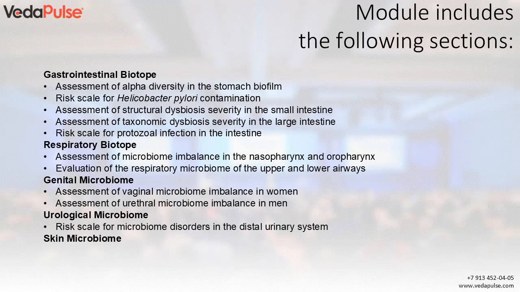If we speak about the gastrointestinal biotope, separately we were able to distinguish a scale based on autonomic dysfunction associated with the response to bacterial endotoxemia, biofilm status, and alpha diversity in the stomach, with an additional risk of Helicobacter contamination.